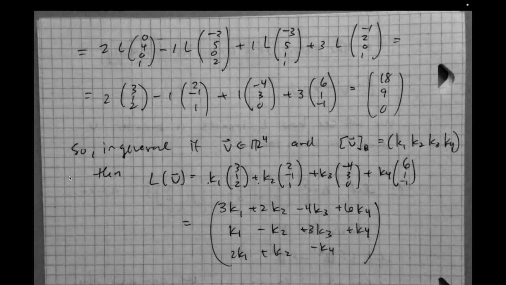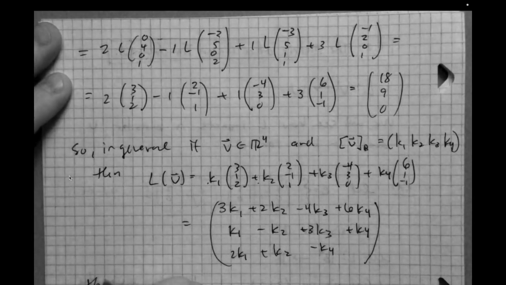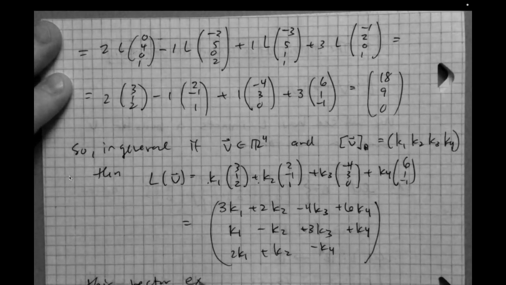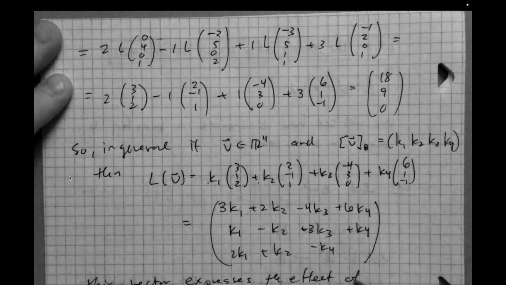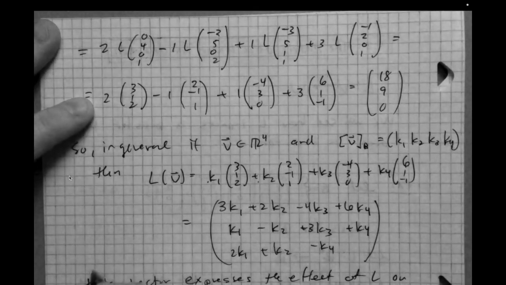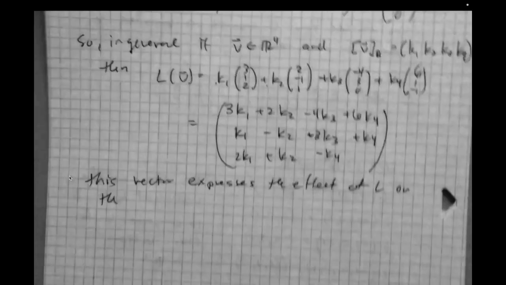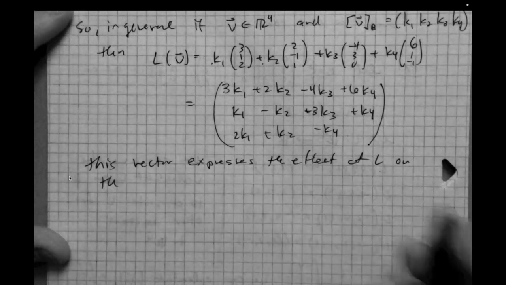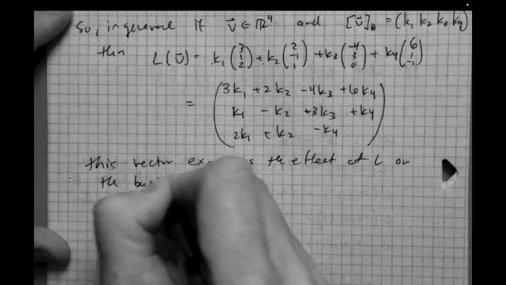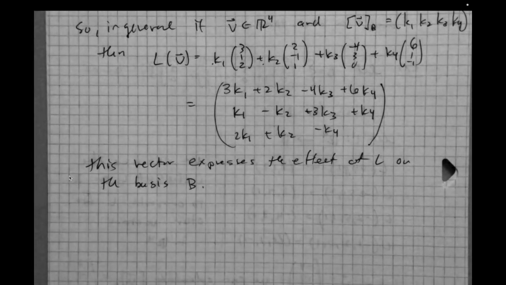Right, so this is a vector. And what does this vector do? Well, it expresses the effect of L on the basis B. So this vector expresses the effect of L on the basis B. Okay, and so that's the idea behind this section.